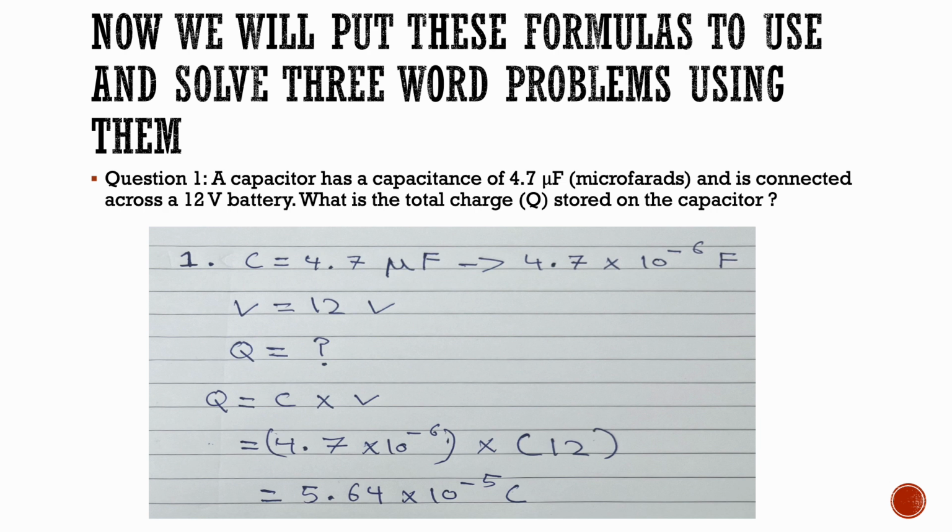I have listed the knowns that we have. The capacitance is 4.7 microfarads, and in this case I have to convert it to farads. So now it is 4.7 times 10 to the power of negative 6 farads. And the voltage is 12 volts, and we are trying to find the charge. So by using our main formula for capacitance, Q equals C times V, I multiplied 4.7 times 10 to the power of negative 6 by 12 to get an answer of 5.64 times 10 to the power of negative 5 coulombs.